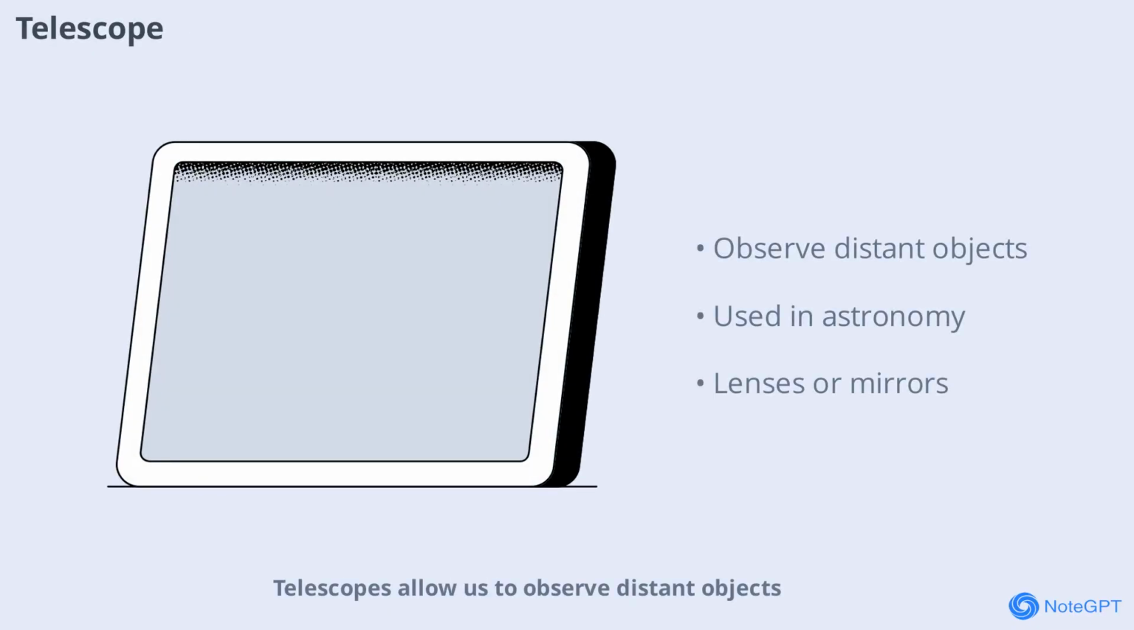Telescopes allow us to observe distant objects in space by collecting and focusing light. They use lenses or mirrors to gather light from stars and planets, making them appear closer and clearer. Telescopes have revolutionized our understanding of the universe and continue to be vital tools in astronomy.